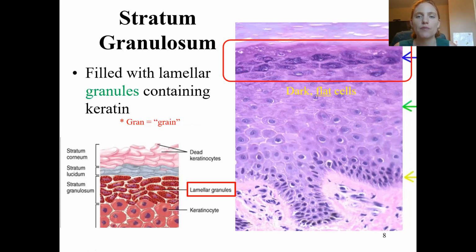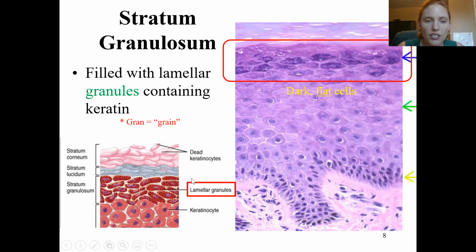Now, on top of the stratum spinosum, more superficial to that, we're going to have what's called the stratum granulosum. And again, this comes from the appearance of the cells when you're looking at it under the microscope. In the microscope, you'll have a kind of thin layer of dark staining cells. The reason they're dark is because they have particular granules in them. Those granules are what contain the keratin. And you'll notice that they're going to have more and more keratin as they get closer and closer to the surface of the epidermis.